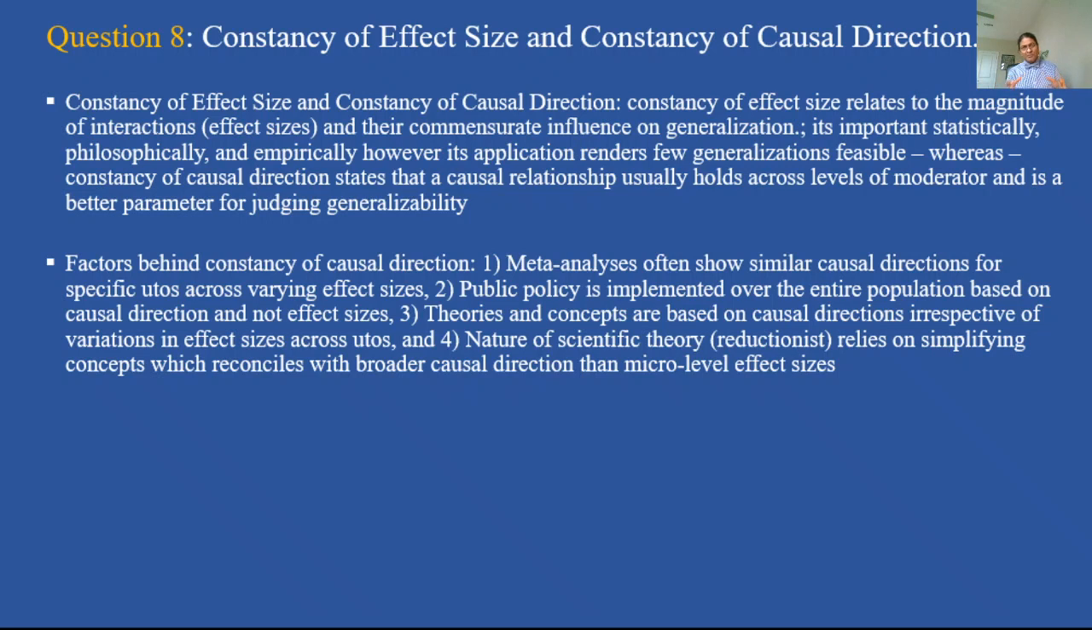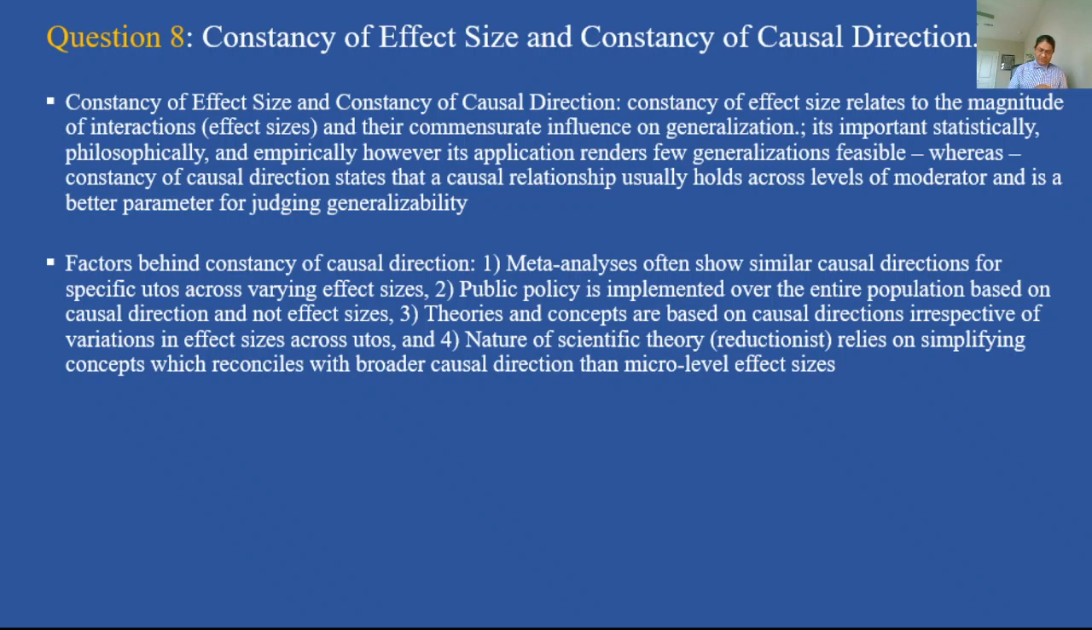Instead, the book proposes that constancy of causal direction, which would usually remain constant across levels of a moderator, is a better parameter. So, constancy of causal direction is a better parameter for judging generalization. Now, the textbook specifically states that generalization is often approximately conceptualized as constancy of causal direction, that the sign of the causal relationship is constant across levels of a moderator.